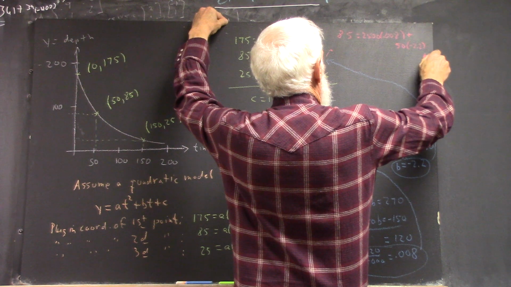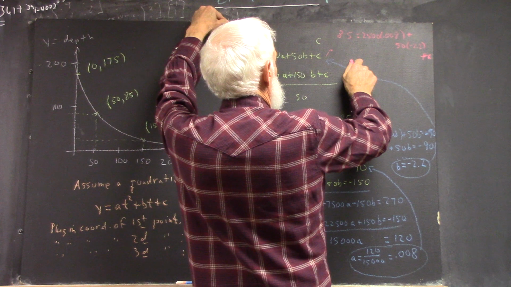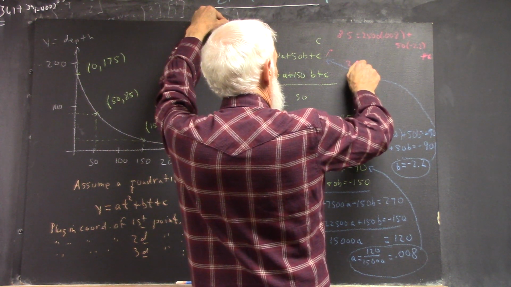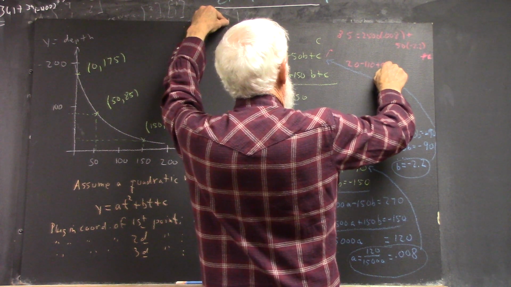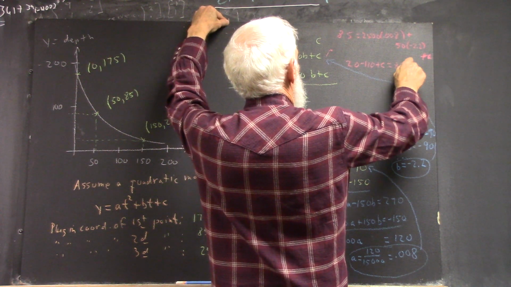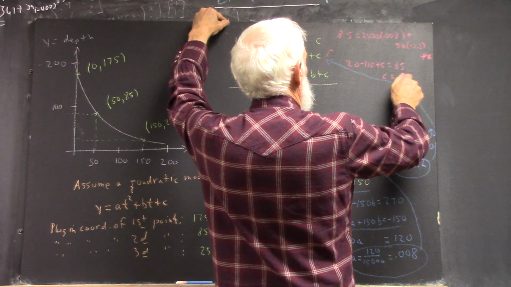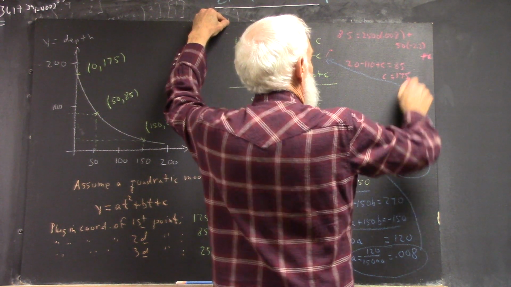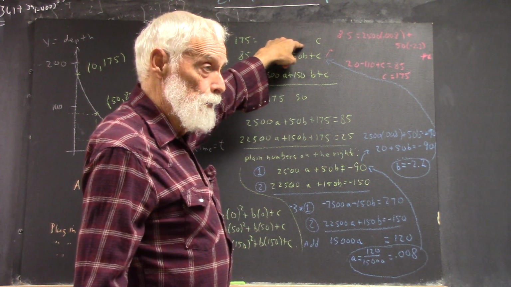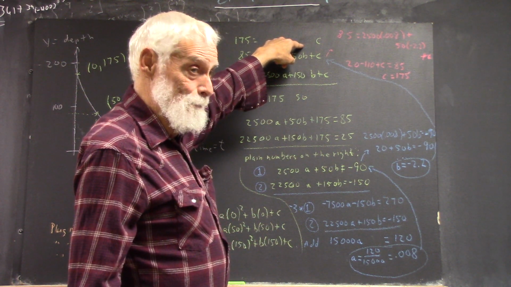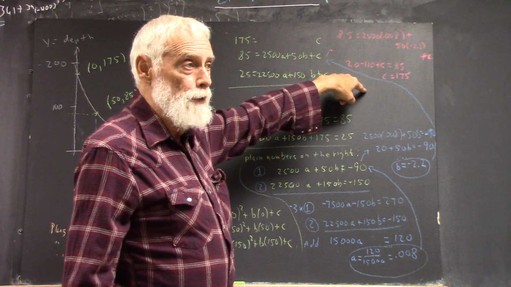plus c. Well, that gives me 20 minus 110 plus c equals 85. If I solve that, I get c equals 175, which of course is what I knew already from my first equation. Didn't really have to do that, but it was a good check. It tells me that I actually got the arithmetic right.